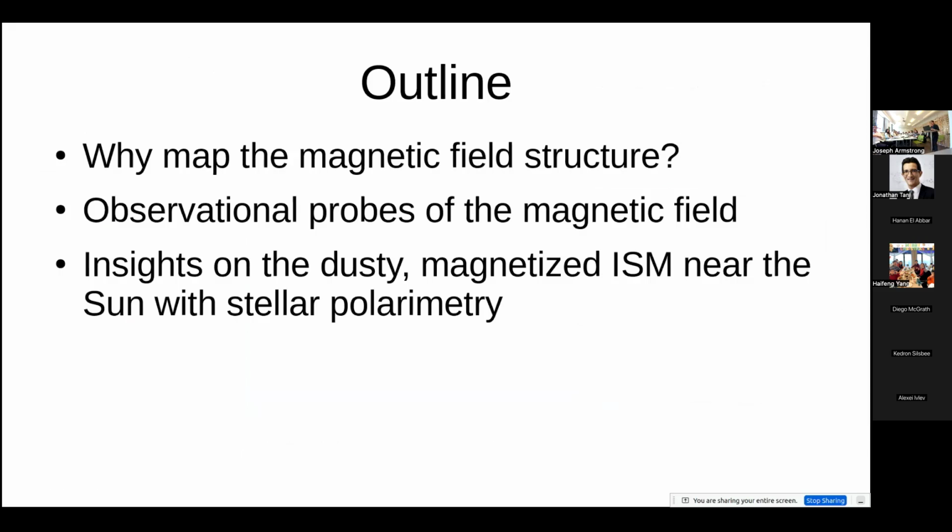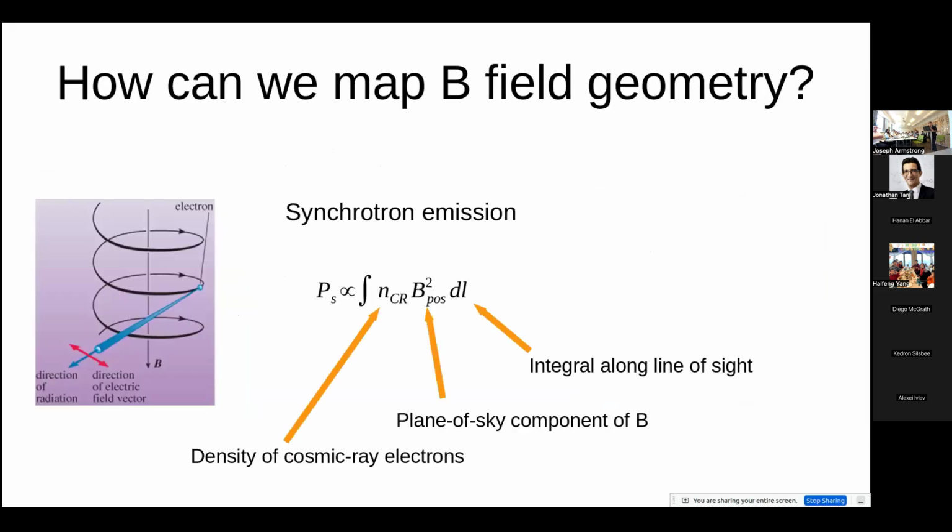How do we do that? Well, nature gives us several tools. So here, I'm going to tell you a little bit about the different mechanisms that we can use to measure the magnetic field in the diffuse ISM and predominantly for mapping the geometry. There are other probes that I won't mention, but you can ask me about them later. So first off, we have synchrotron emission.